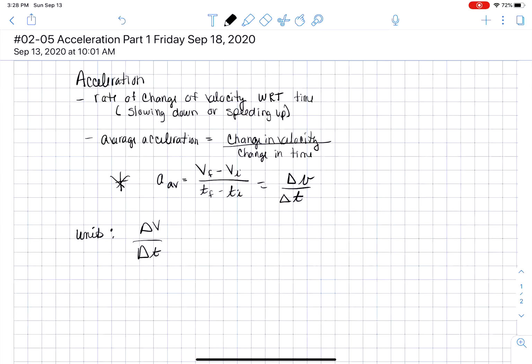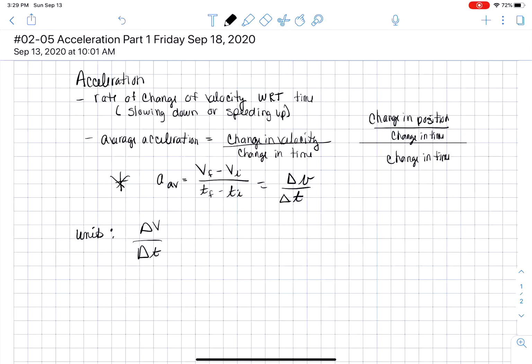The average acceleration is the change in velocity over the change in time. Remember, velocity was the change in position over change in time. So now we're looking at change in position over change in time, or velocity, and that's all going to be over the change in time. So let's look at the equation and then some examples to see how this works.